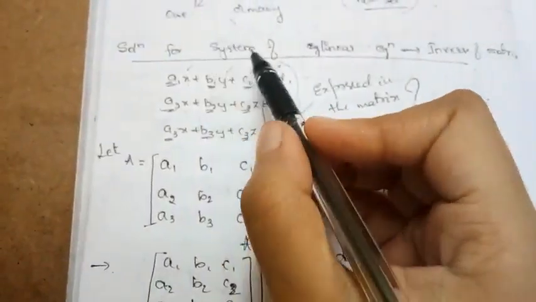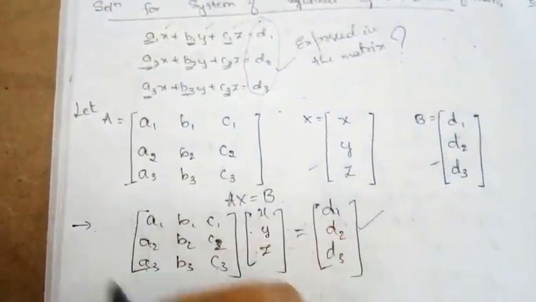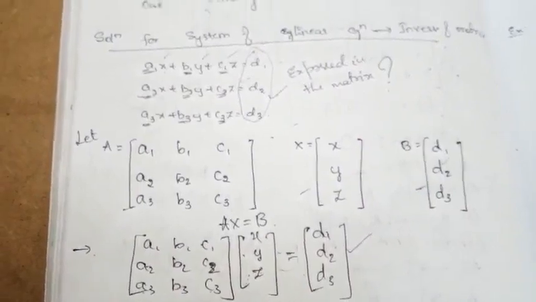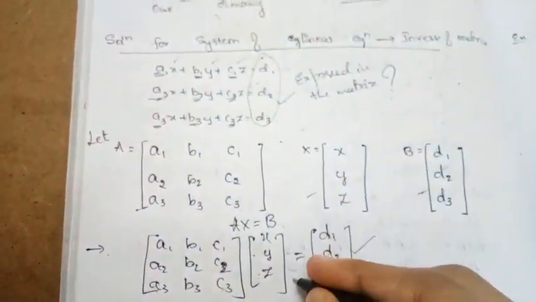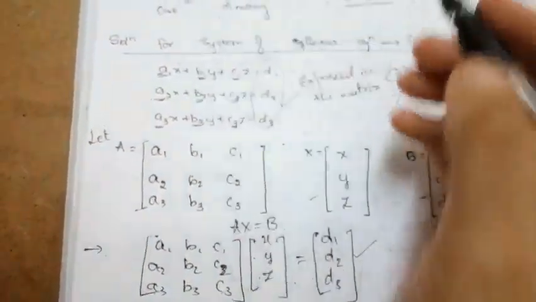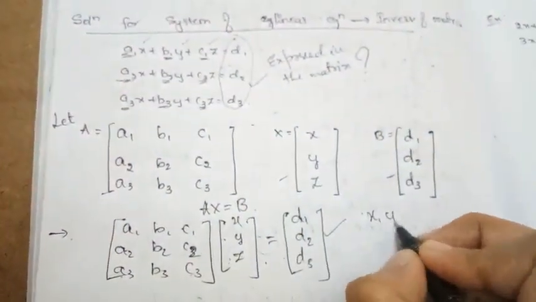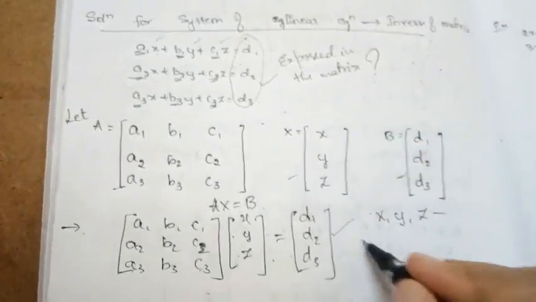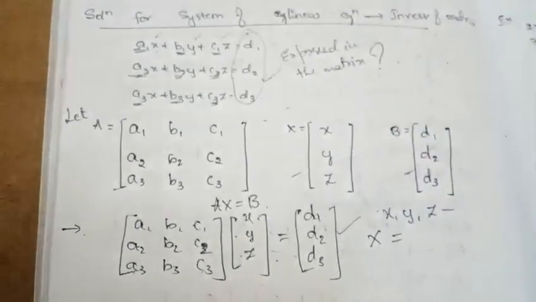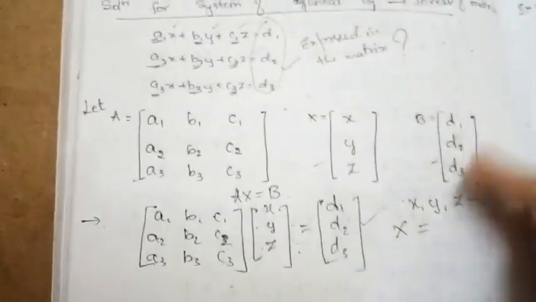Now we need to find the solution. So this is how we can express the system in matrix form. But we need the solution. What is the solution? We need to get the values of x, y, z. That is nothing but solving for the matrix X. How can we solve for the matrix X?